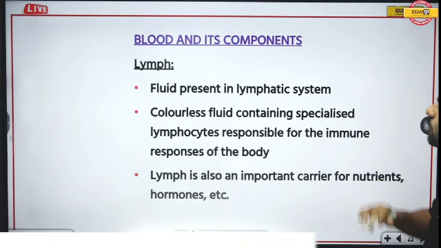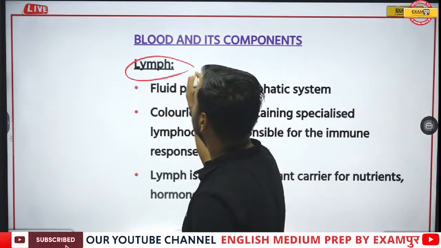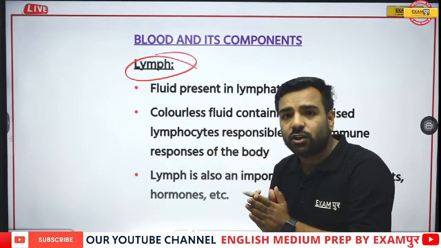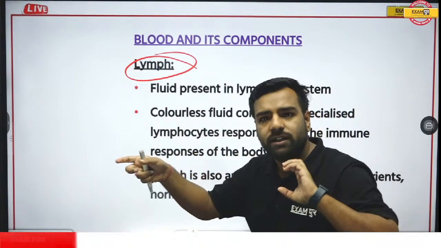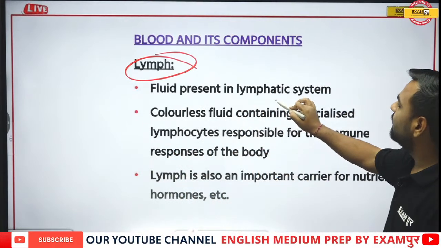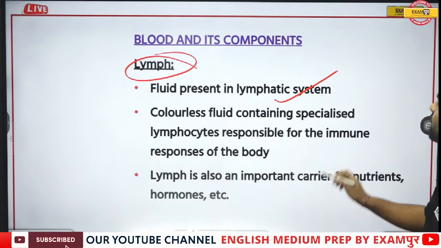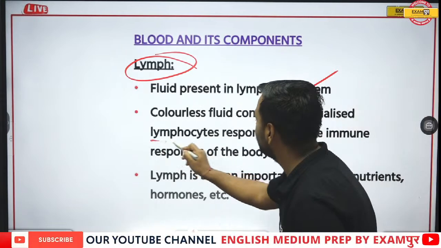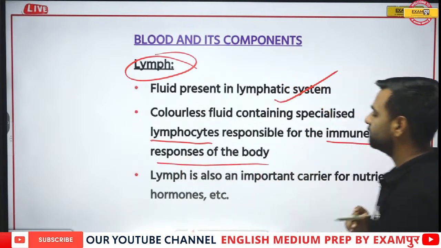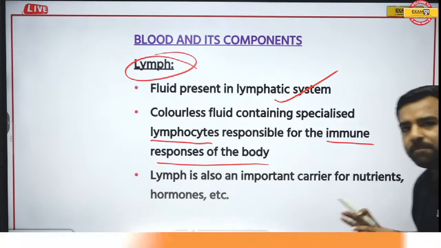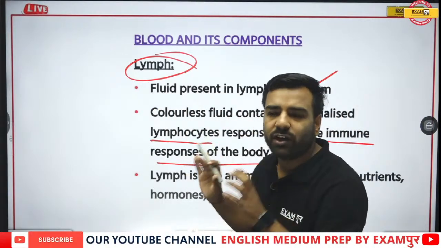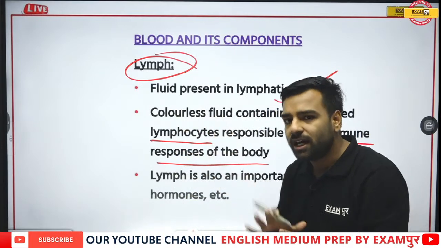Very good. Now talking about lymph. What is lymph? Lymph is a liquid. Now, what is this liquid doing? We were talking about immunity, isn't it? So let's have a discussion on this. Lymph is present in the lymphatic system. It is a colorless fluid which contains specialized lymphocytes which are responsible for the immune responses of the body. It is an important carrier of several hormones and nutrients. So for immune responses, it is helpful.